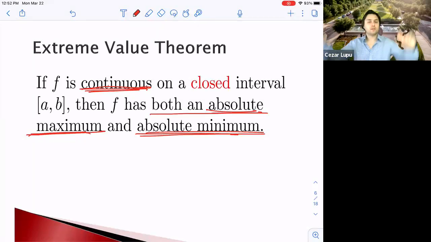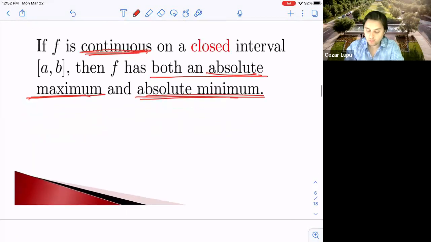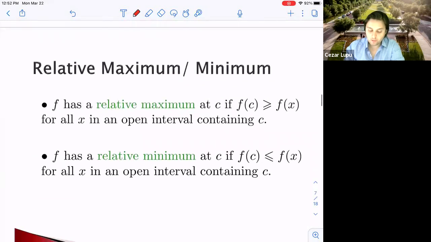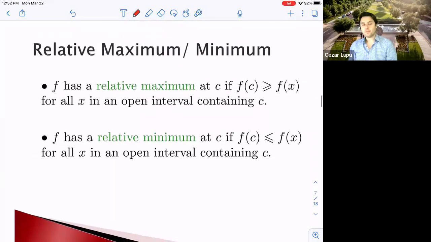And now let's talk about, well, we said that when we talk about minimum or maximum, we don't just talk about absolute minimum or absolute maximum. We also talk about a relative minimum or relative maximum. So let's see what this is about. And pay attention here to the definition, because there is a difference between relative and absolute.